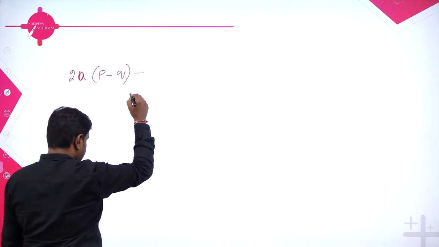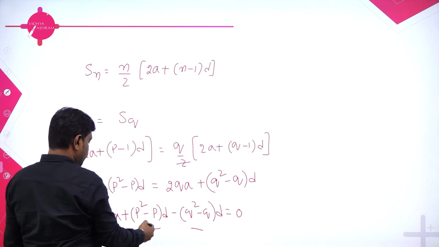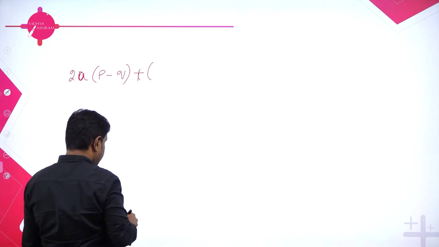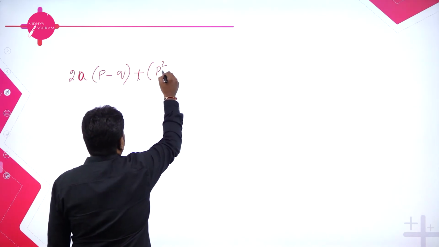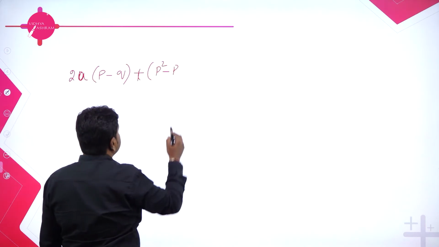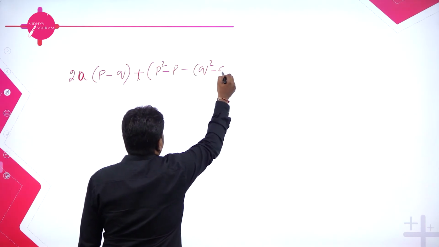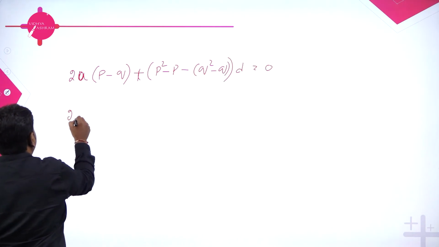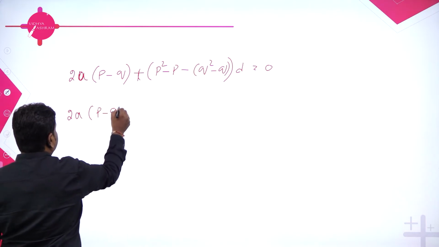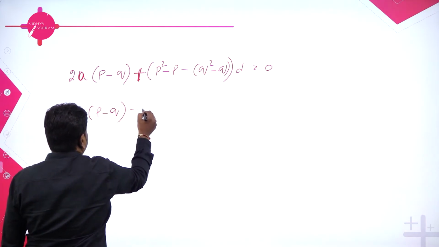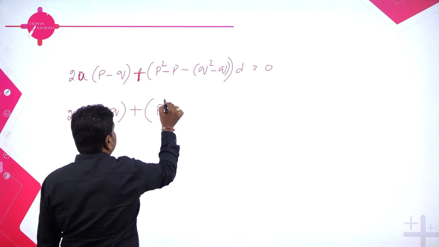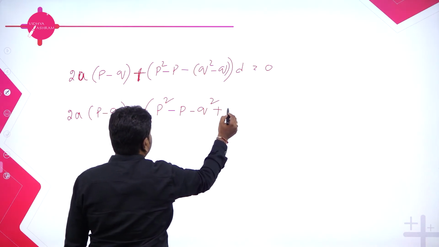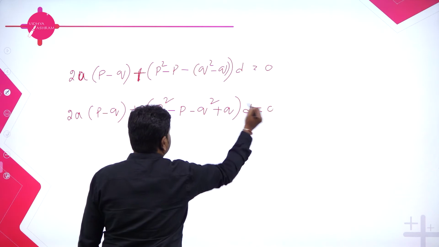Then in the d terms, I'll take d common. If I take d common, I'm left with p square minus p, then minus q square minus q, whole thing into d is equal to 0. Now 2a into p minus q plus p square minus p, open the brackets, minus q square, minus into minus is plus, q into d equal to 0.